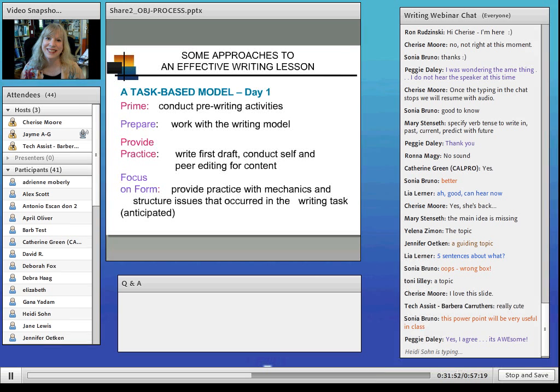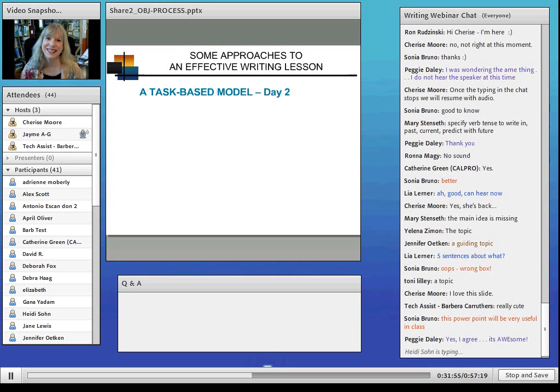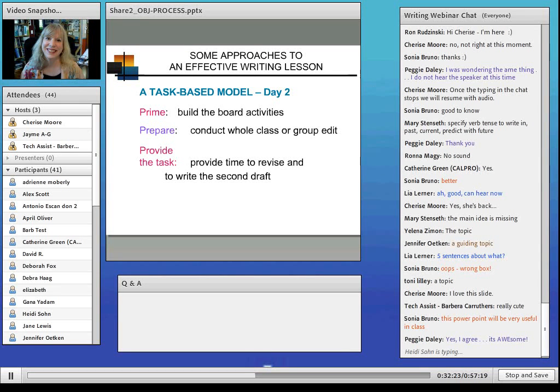So on day 1, students have worked on the first draft and some of the editing. On day 2, you're building the board again to help the students recall what they did last time. By building the board, I mean you're working with the students in brainstorming, visuals, other types of input to help solidify the concepts that you presented the day before. You conduct a whole class or group edit on a mock-up of something that you saw, like a combination of the student drafts. Then you provide them time to revise and draft again. The focus on form becomes, it's on them at this point. Now they have to look at the checklists and revise, and then you have them handing in a second draft where your feedback comes in.